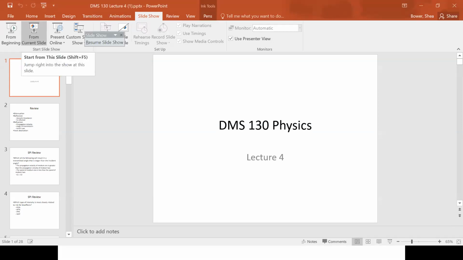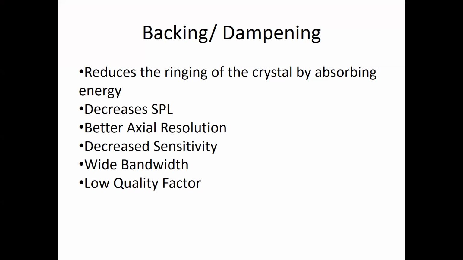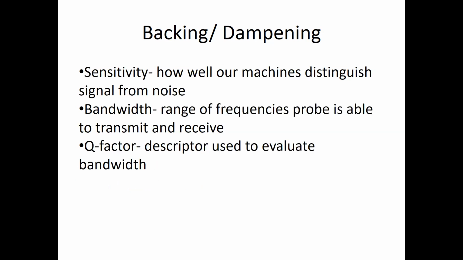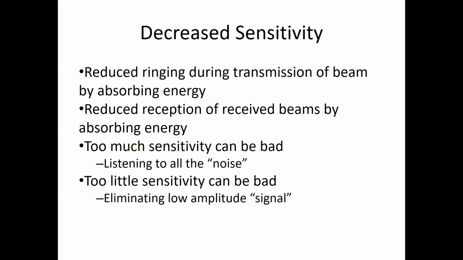Okay, so wide bandwidth indicates a low Q factor. So the larger my bandwidth is, the more variable frequencies I can work in, which is going to be a low numeric value. So wide bandwidth, good. So sensitivity we talked about a little bit. So how well our machines distinguish signal from noise, bandwidth, the range of frequencies, and the Q factor is a descriptor used to evaluate our bandwidth. So decreased sensitivity. So basically we had that dampening layer. So we knocked off a bunch of the additional ringing from our pulse.